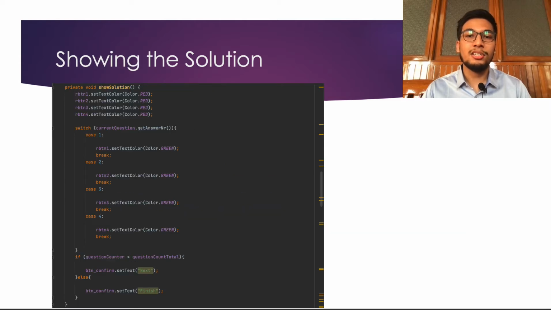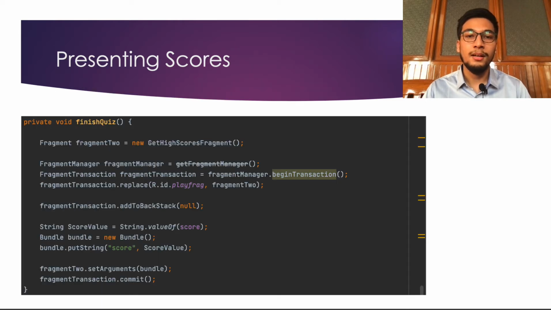In this code, the function show solution will preview a green color if the answer is correct and preview a red color if the answer is wrong. The bottom part of the code states that if there are questions left to answer, the next button will be there, and only if there are no more questions left, there will be a finish button. The code here for the finish quiz function states that after the user has answered the whole quiz, it will move to the high score page and also transfer all the score to the high score page.